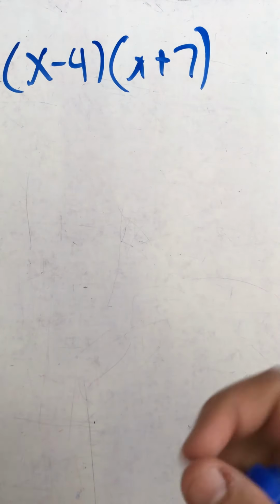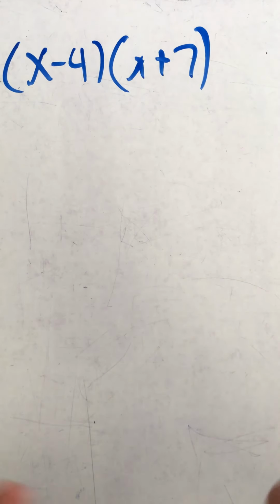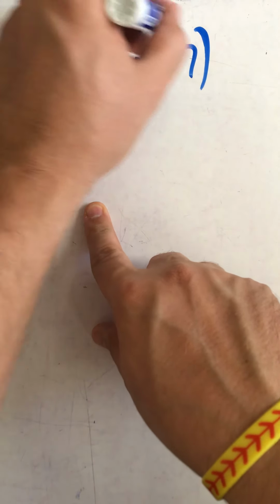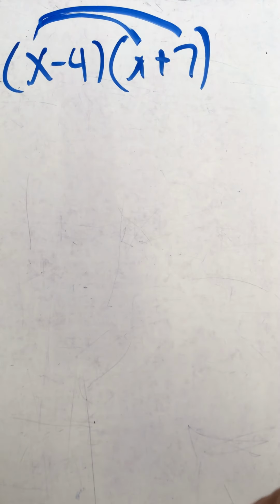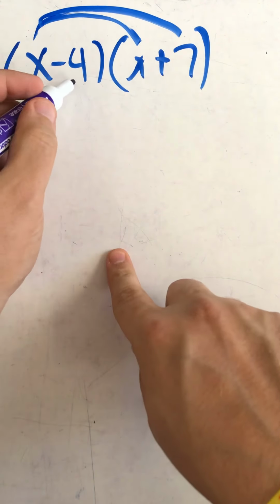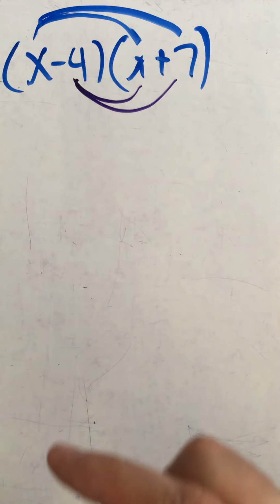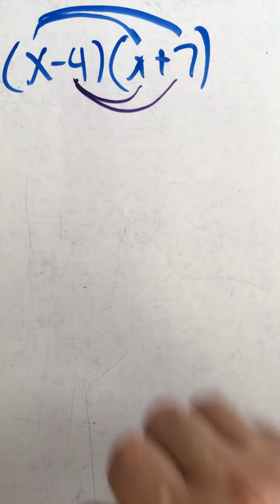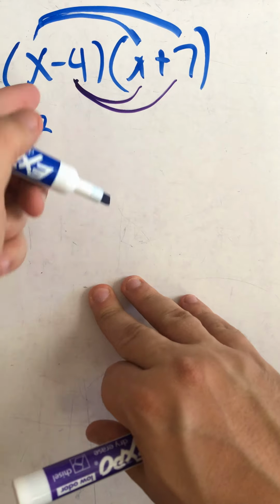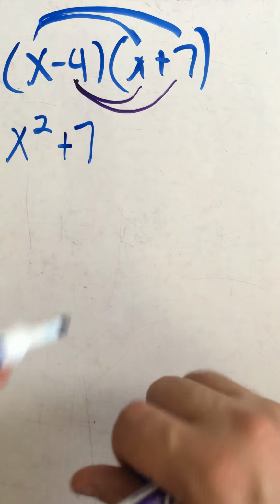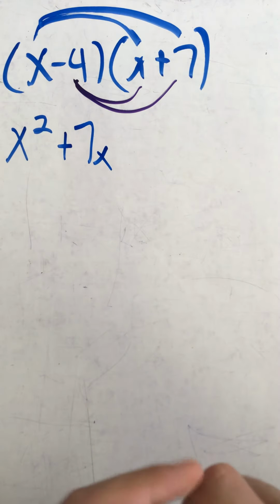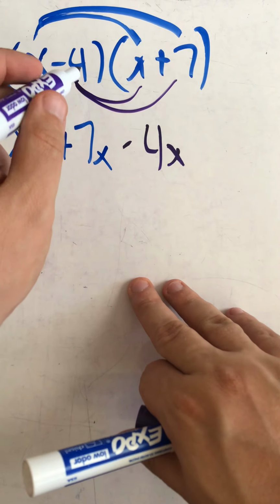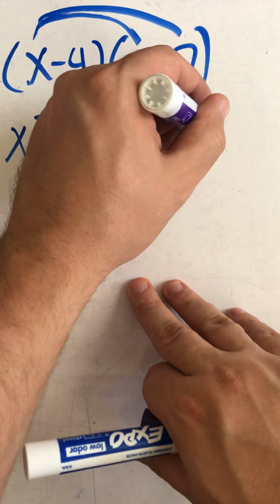As I said in the intro, it's a glorified version of the distributive property. I'm going to take this first term, this x, times everything in the second parentheses. Then I'm going to take the second term, this minus 4, and distribute it through. So x times x is x squared. x times positive 7 is plus 7x. Negative 4 times x is negative 4x. Negative 4 times 7 is minus 28.